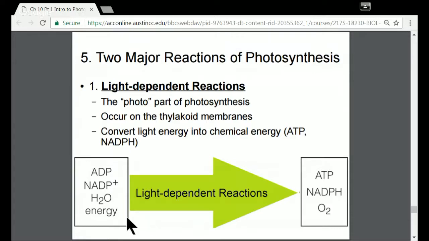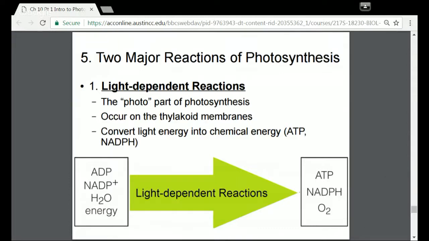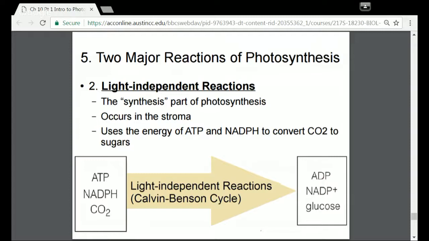Now, another thing that's going to happen during this reaction is that water will be changed into oxygen gas. This is where the oxygen gas comes from. And we'll talk about why it does that in the second half of the lecture. All right, so now we've captured the sun's energy. What are we going to do with it?